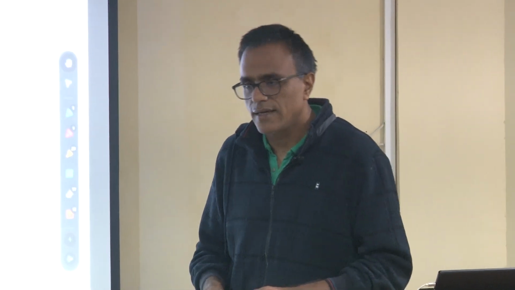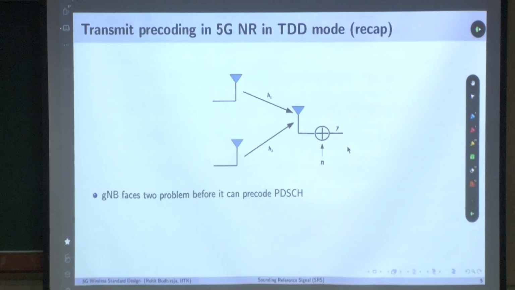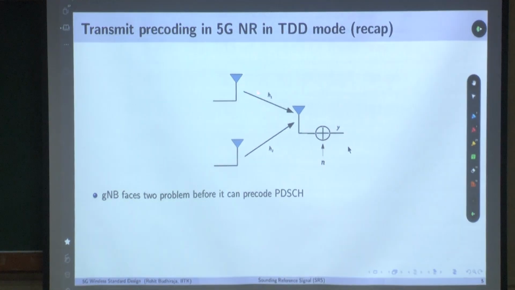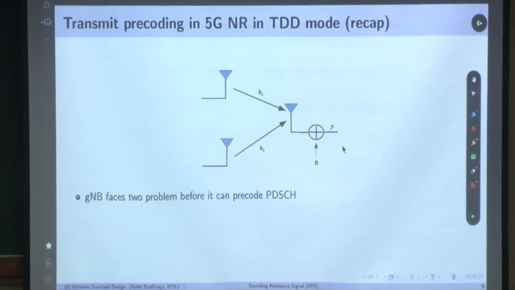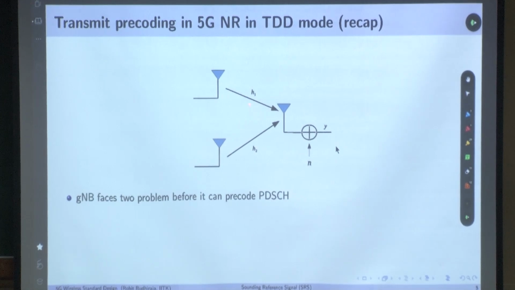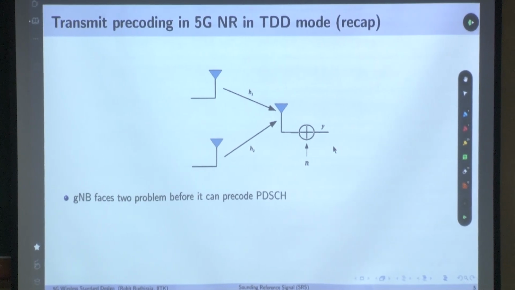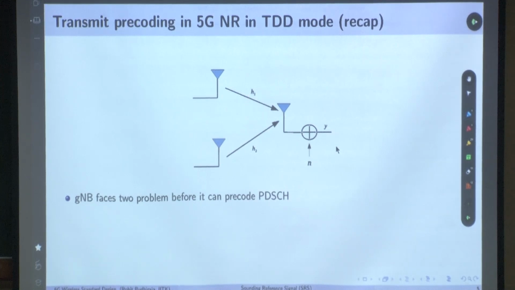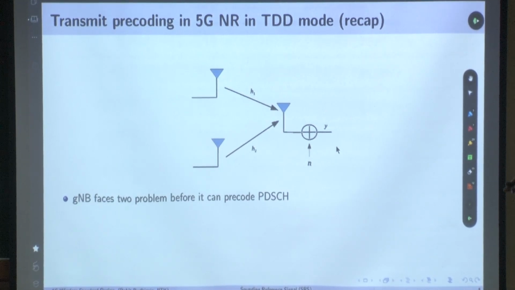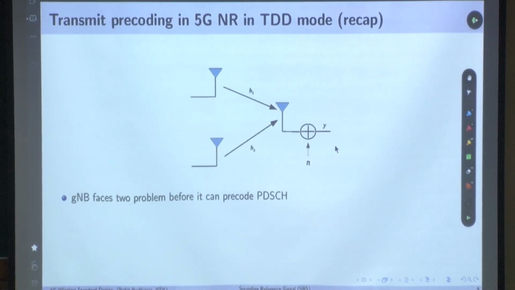Basically, before we get into the details of understanding SRS, it's good to recap why SRS is even required. Forget MIMO. Even if the user has a single antenna, the base station has to precode the PDSCH, so it should know the downlink channel. And how does it estimate this downlink channel? The use case we have been considering is TDD based beamforming.